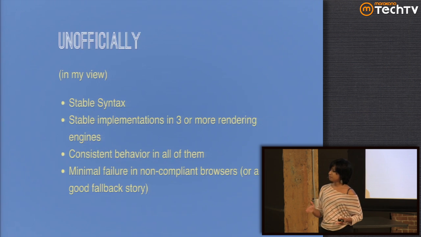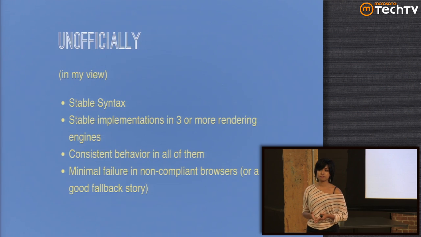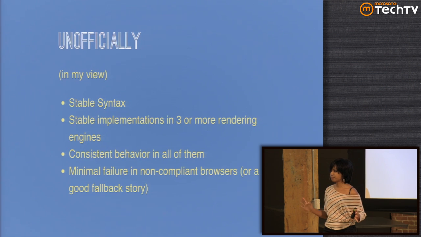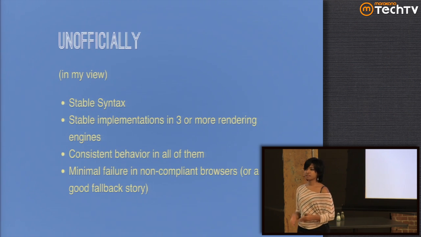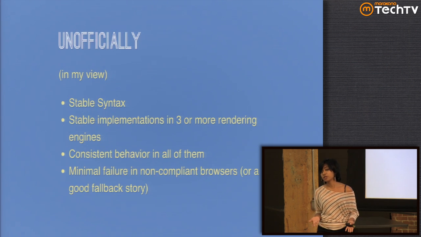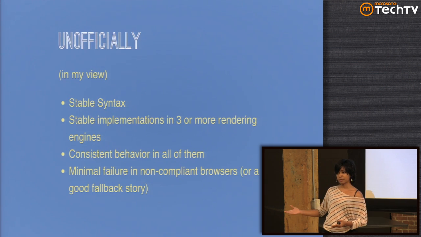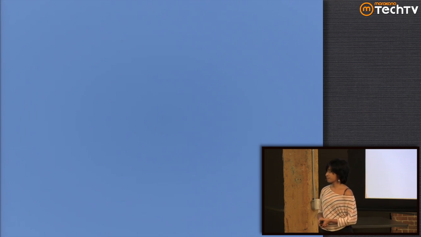And then it should have a fallback story that's good enough. For example, if you're using Flexbox, in browsers that do not support Flexbox, it just looks completely unreadable. Like, people cannot even use your website if you're using Flexbox on those browsers. Now, that's not good. So you should ideally not be using Flexbox until there's a stable implementation in multiple browsers.